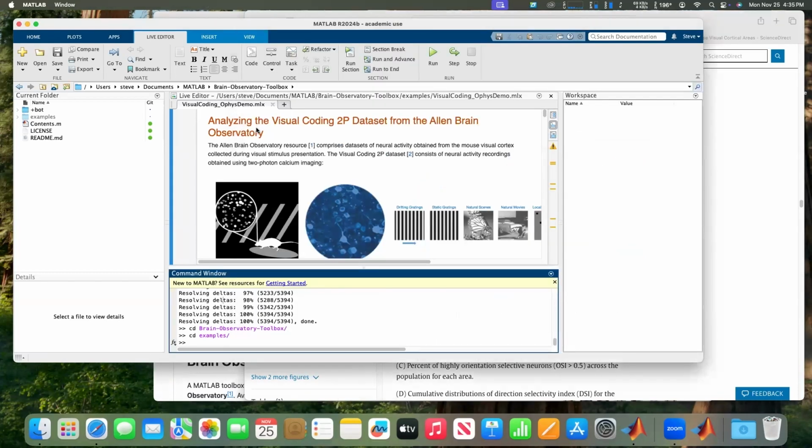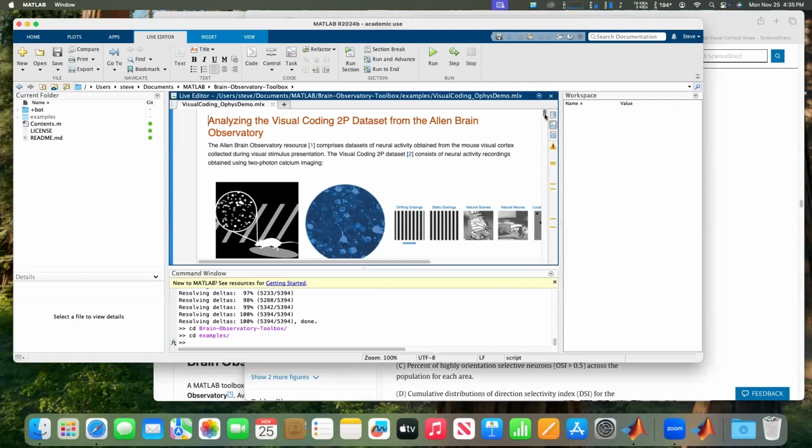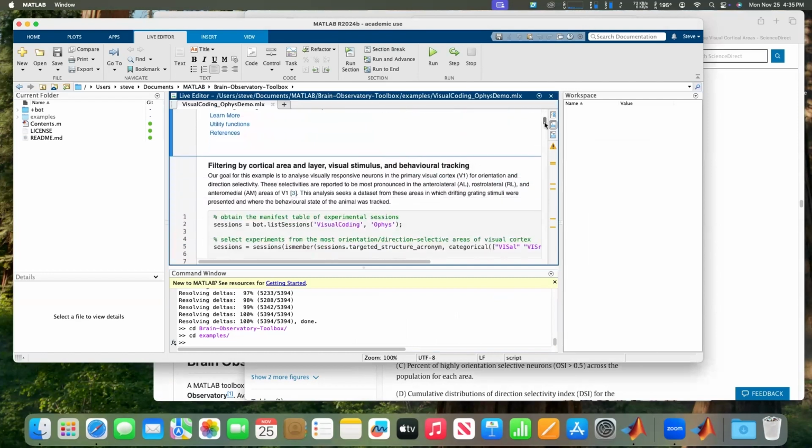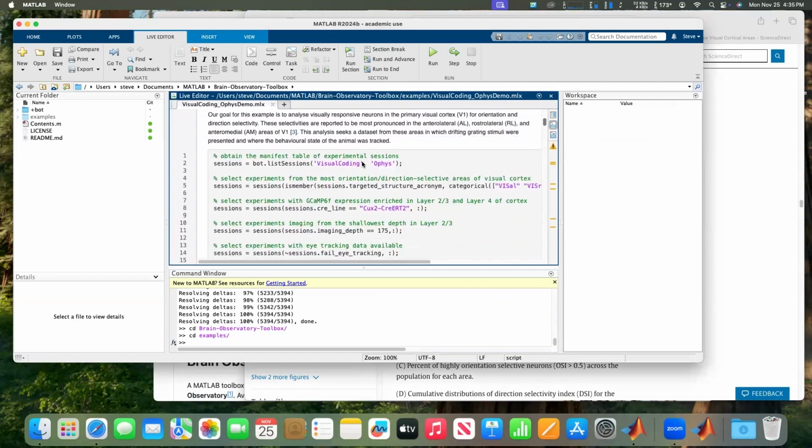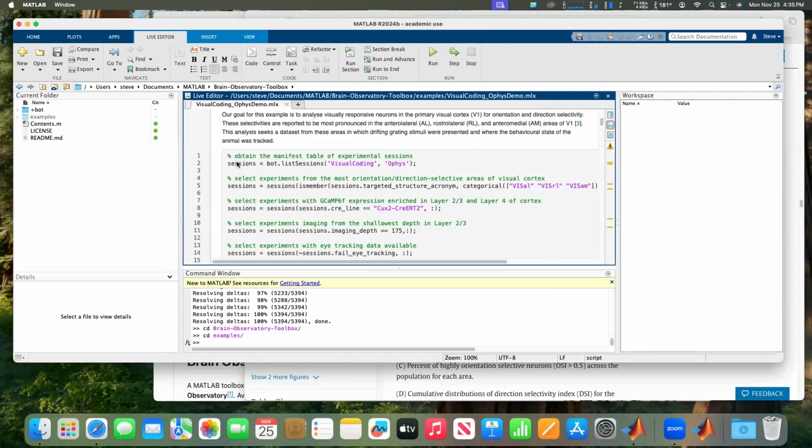So here we are, we're going to look at some of the data from the visual coding two-photon dataset. And this live script contains many instructions and examples for getting into this dataset. So for example, we first find all of the sessions that are of the type visual coding and that are optical physiology, or OPHYS. And then we can find all the sessions that have the structures of interest, so area AL, RL, and AM.